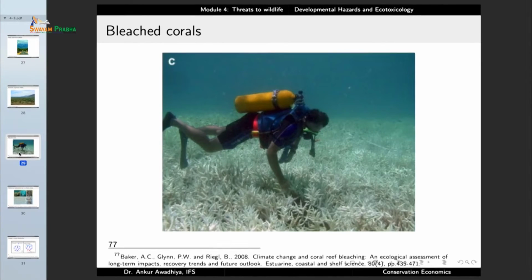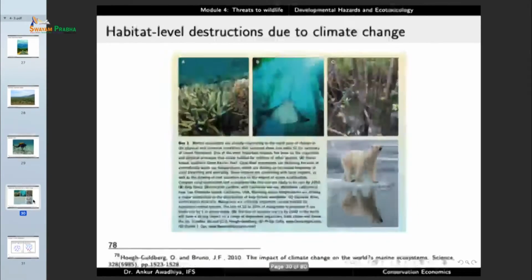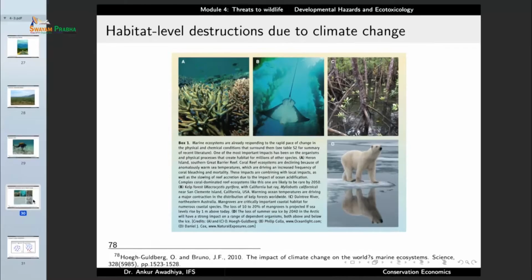Another hazard is what we are observing in terms of climate change. These are bleached corals because of climate change. All of these corals, these beautiful organisms, are now dead because of unsustainable economic growth. We are spewing out so many greenhouse gases such as carbon dioxide that the Earth's temperature is rising. So it is impacting the coral reefs.